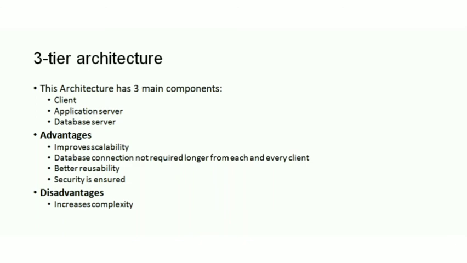So all of this is very hard every time you send a request to the server. In three-tier architecture, you do not need a database connection each time you make a request to the server. It also gives better reusability, and security is also ensured in the three-tier architecture. And one disadvantage is that it increases the complexity. So these are the advantages and disadvantages of three-tier architecture.